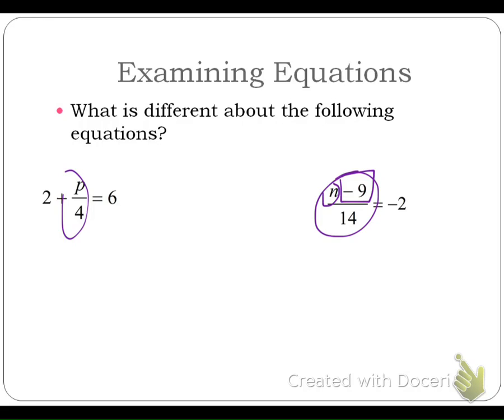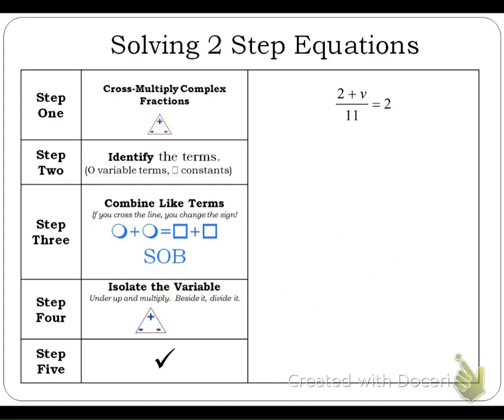So if we ever have more than one term on the numerator or the denominator of a fraction, remember what this is called? Complex. And whenever I write the word complex, I would make a big capital X with some arrows on there because that reminds you what you need to do. When you have a complex fraction, you have to cross multiply. So let's practice doing a couple of those. So cross multiply complex fractions.